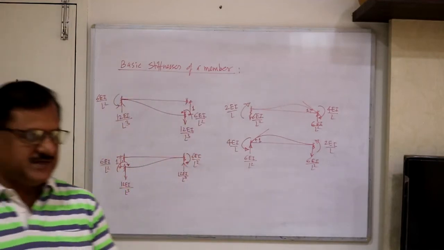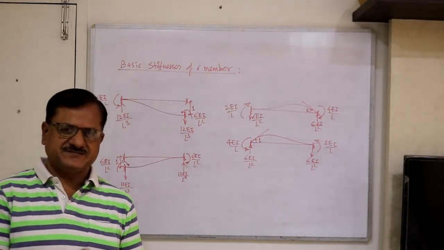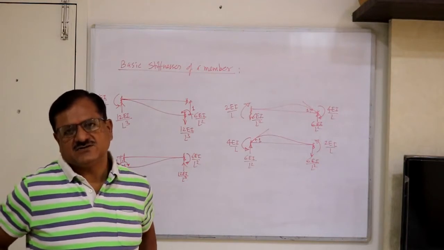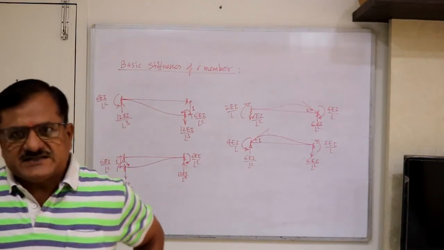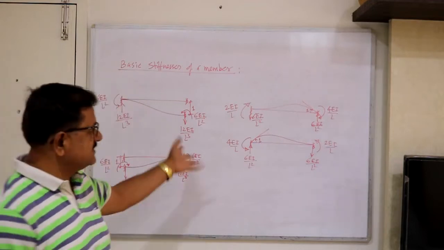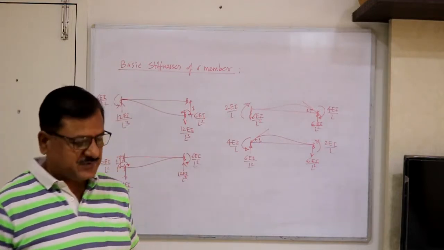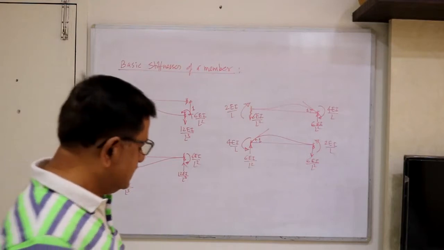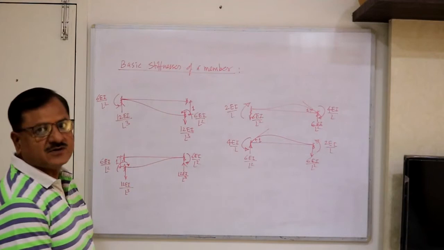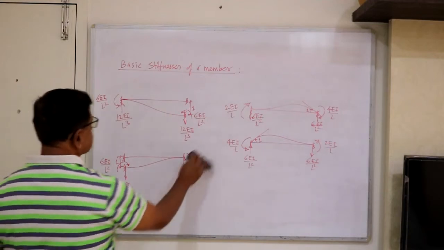While solving any problem using the stiffness method, we need only this much, that's all. In order to find the stiffness coefficients, only these basic stiffnesses are required, and that's why the problems are simpler and easier. Now let's consider problems one by one.